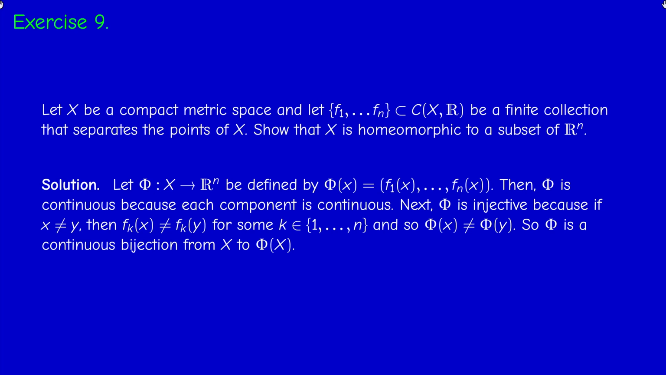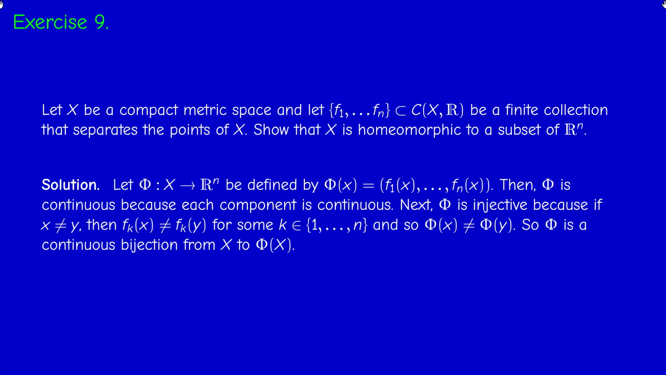Now, how do we prove the continuity of the inverse? This is actually a theorem in topology, which states that if the domain is compact and the range is Hausdorff, then automatically phi minus 1 is continuous, because continuity of the inverse, since phi is a bijection, is equivalent to the fact that phi is a closed map. So it maps closed sets into closed sets. If you don't know this, it's very easy to prove.